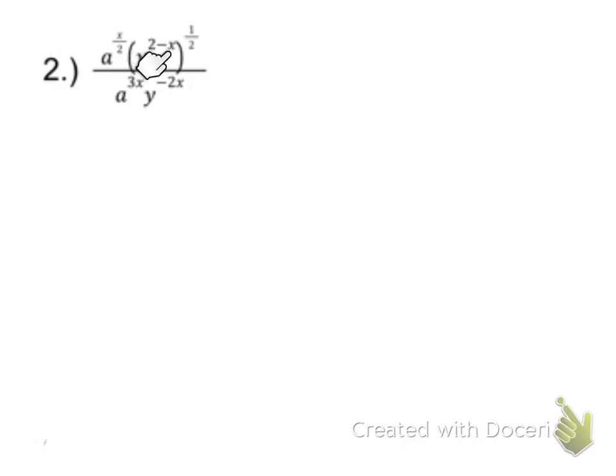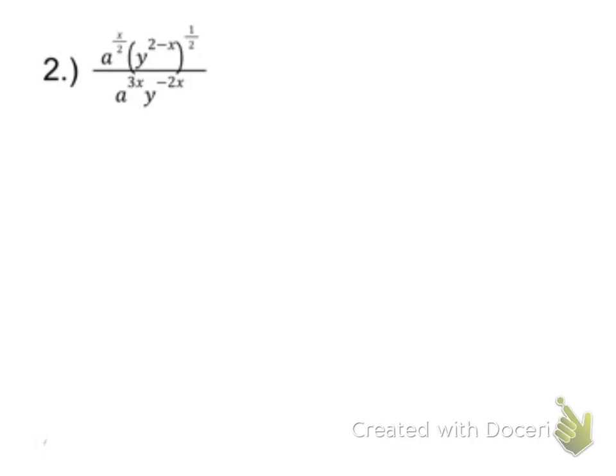2 minus x as a power to the 1/2 power. A to the 3x, y to the negative 2x. I want you guys to try this. This one's not too bad. Apply your exponent rules. I want you to try it on your own on your paper right now. We'll come together and fix this. In the video, it's going to seem like seconds.